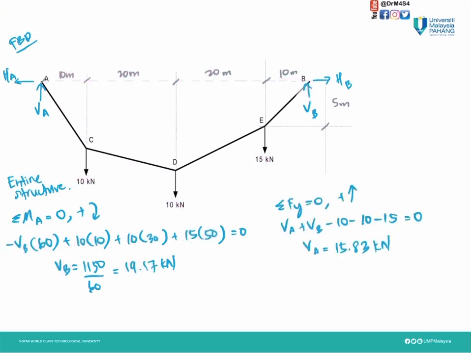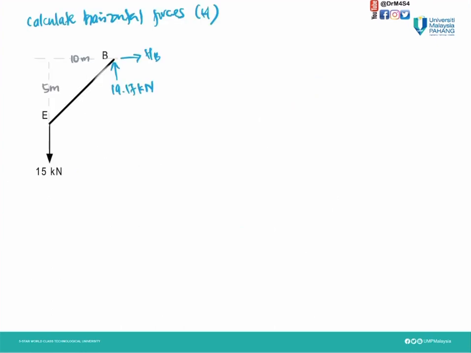Then take summation of Fy equal to 0, positive upward. We don't know yet what VA is. VA is going up, VB also going up, so plus VB, minus 10, because it is going down, minus 10, then minus 15, equal to 0. Then we get VA is 15.83 kilonewton.